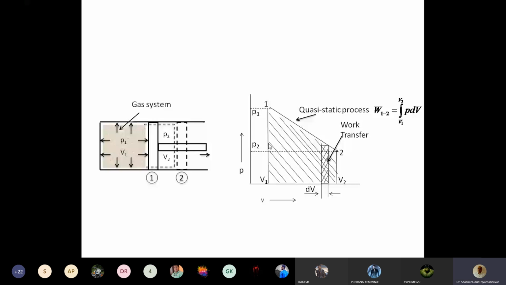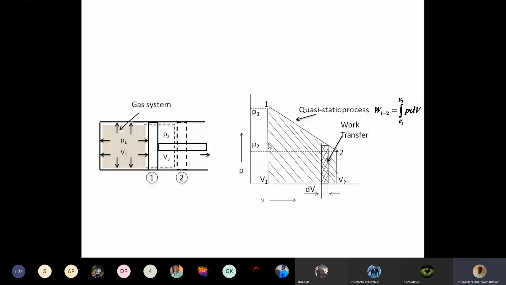Sorry, when you substitute, dV is equal to dP by m. So m will not be multiplied, it will be division. So here you will get 1 by m into integration of P dP. Please change that. So then it will be m into 1 by m into integration of P dP.